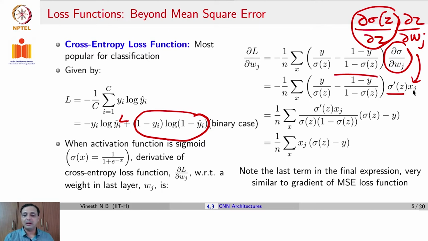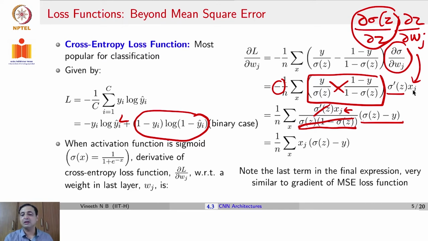Now when you expand this term here, you can simplify it by cross multiplying. You will find that this entire term here, absorbing the negative sign, the numerator would become sigma of z minus y, and the sigma prime of z xj goes here. Now sigma prime of z and sigma into 1 minus sigma are the same, because that we know is the derivative of the sigmoid function. That would get cancelled and you'll be left with summation over x, xj into sigma of z minus y.